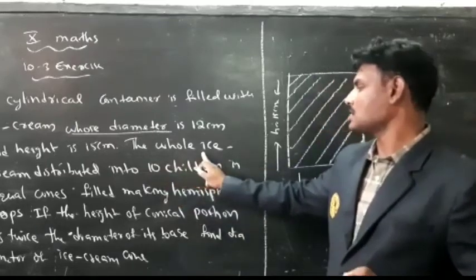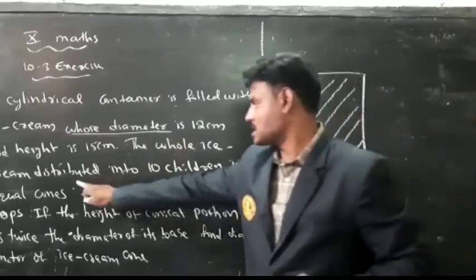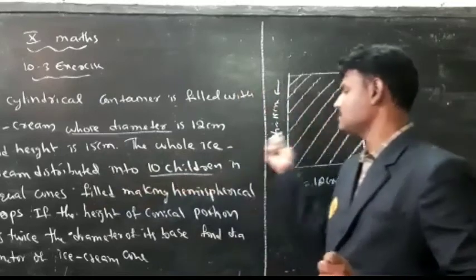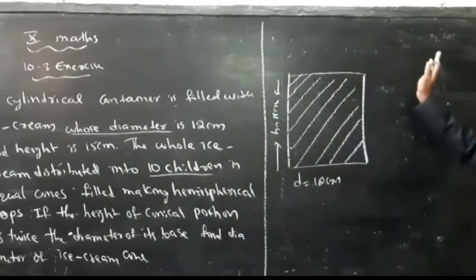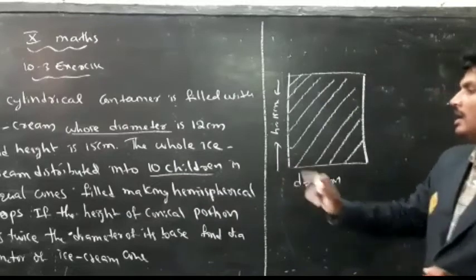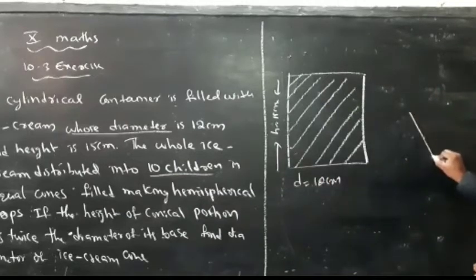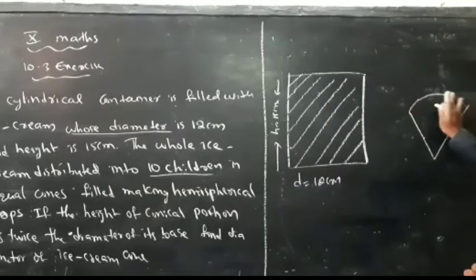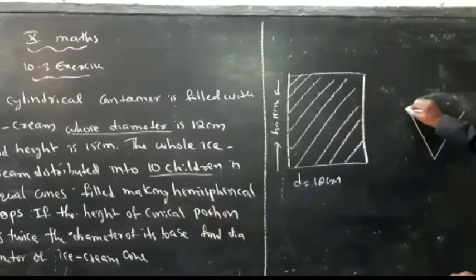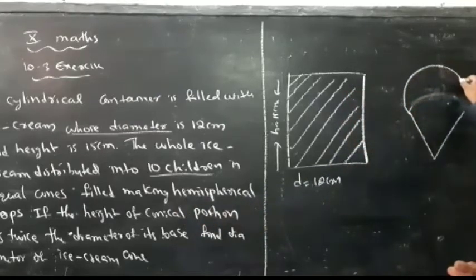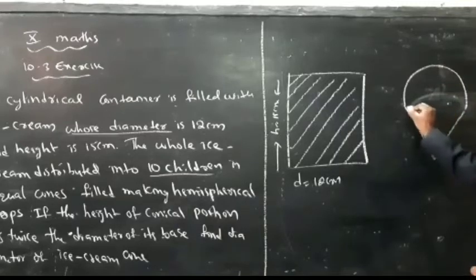The whole ice cream is distributed to 10 children in equal cones. So here, that ice cream is distributed to 10 children in equal cones, filled up by making a hemispherical top. So by taking the ice cream, upon the cone, what came here? Hemisphere came.